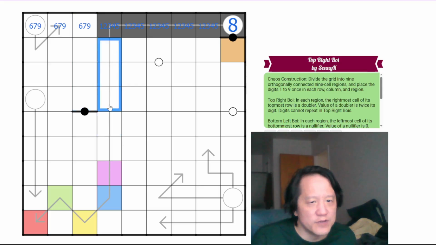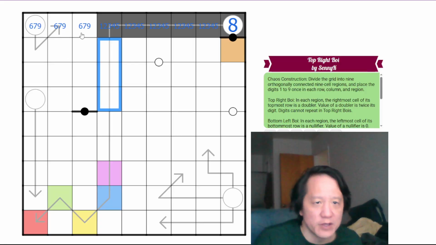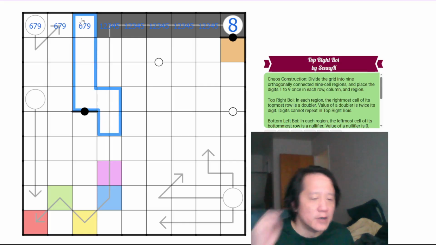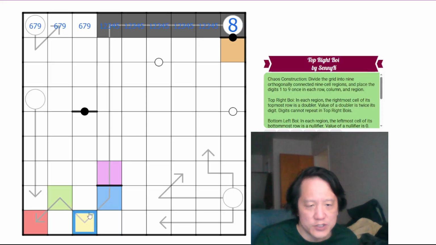Right. So one of these threes is not a bottom left boy, right? It could do something like this to be a bottom left boy. But so therefore this is a different region. These are different regions. So this can't be yellow. This is red or green. It cannot be green. This has to be red. Red has to go out this way.